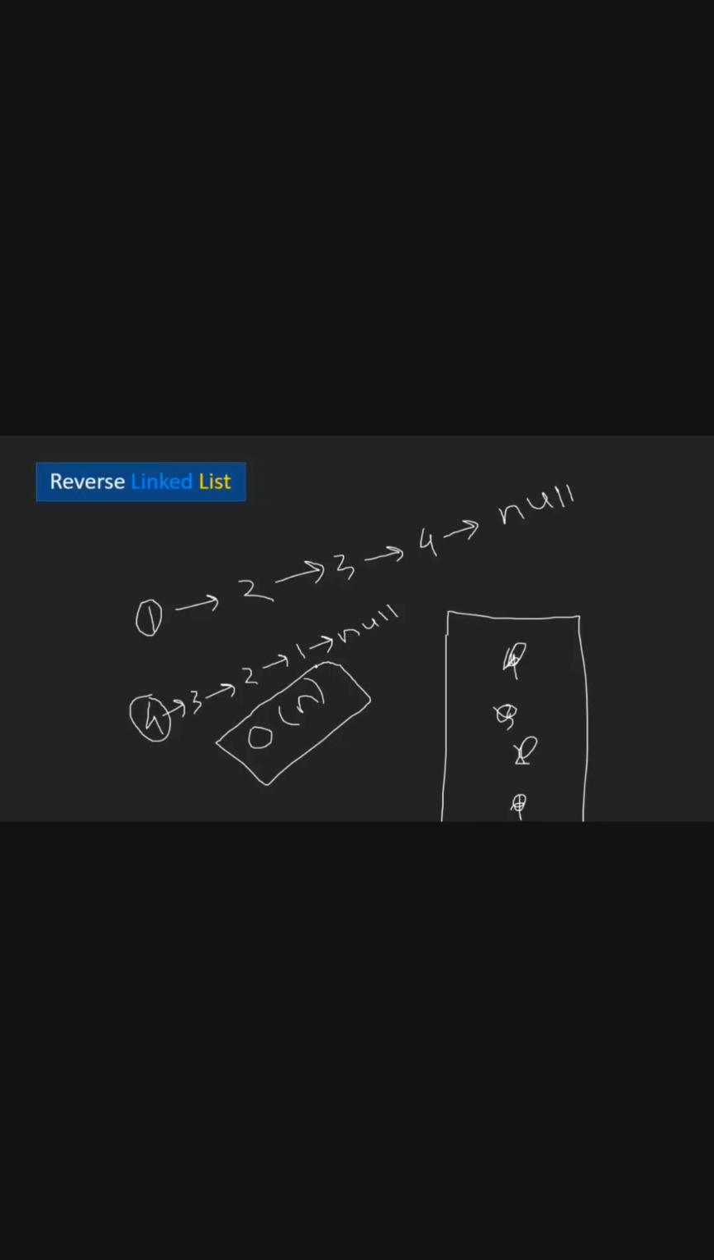First, let's talk about the iterative approach. Let's draw a linked list here: 1, 2, 3, 4, and 5. It's connected to a null node. This is the tail. Now, let's see how to solve this problem iteratively.